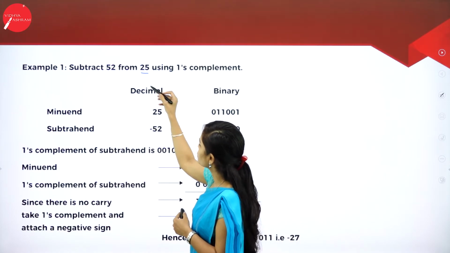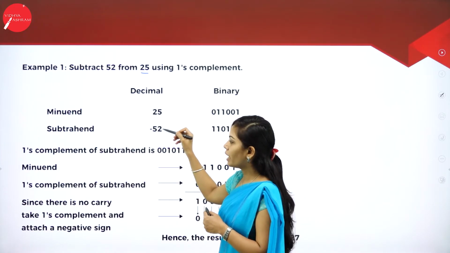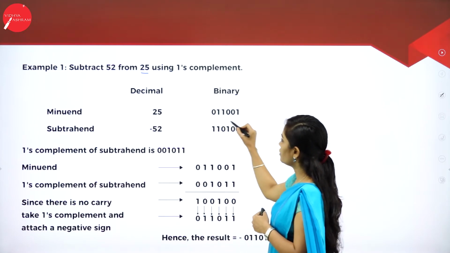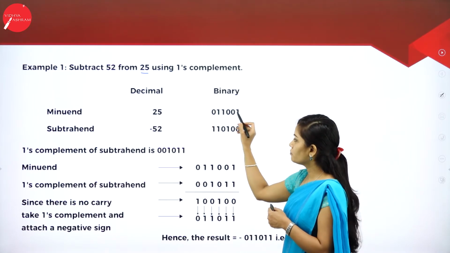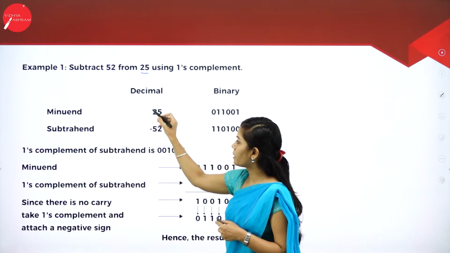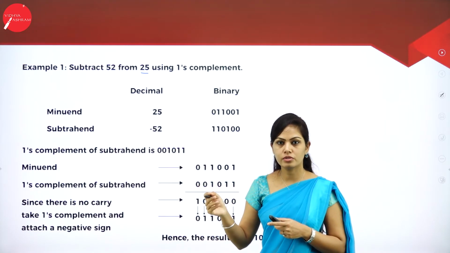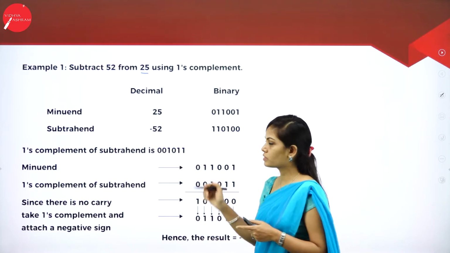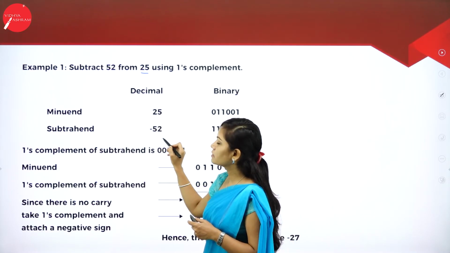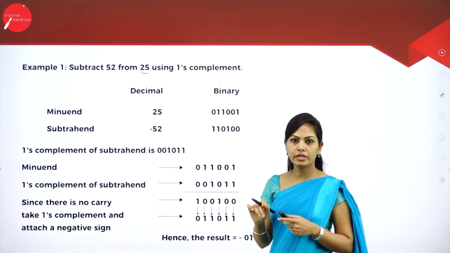So the subtrahend is 52 and the minuend is 25. So 25 minus 52. What is the first step? Find the binary value of this 25. You can use two methods for finding the binary value: you can use the 8421 code, or else you can divide this decimal value by 2. You will get the binary number.